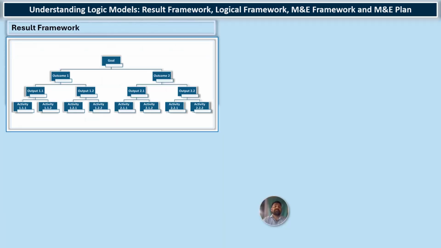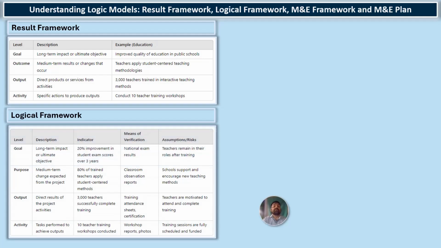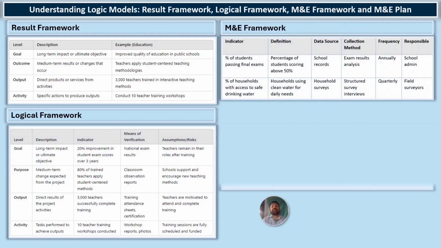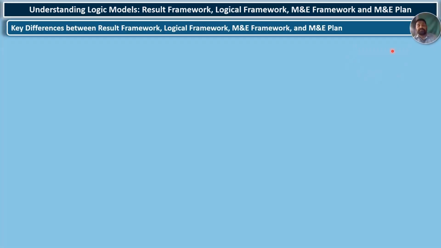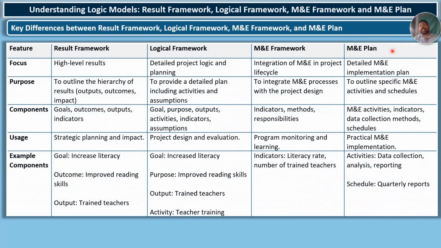Here you can see an example of a result framework. This is a logical framework. This is an example of M&E framework, and this is an example of M&E plan. Here on this slide, you can pause the video and see the different features of these different documents like result framework, logical framework, M&E framework, and M&E plan.